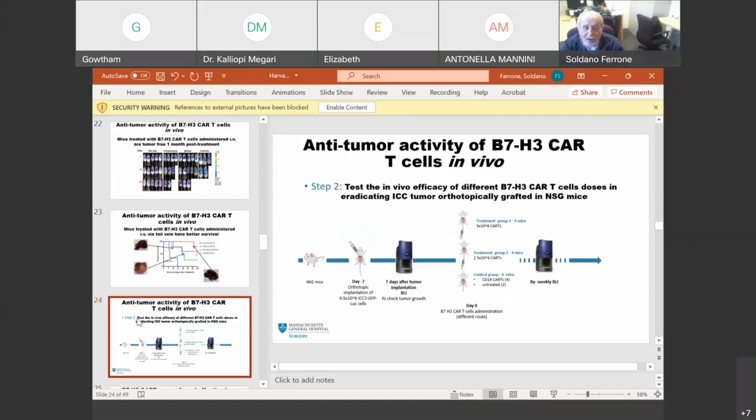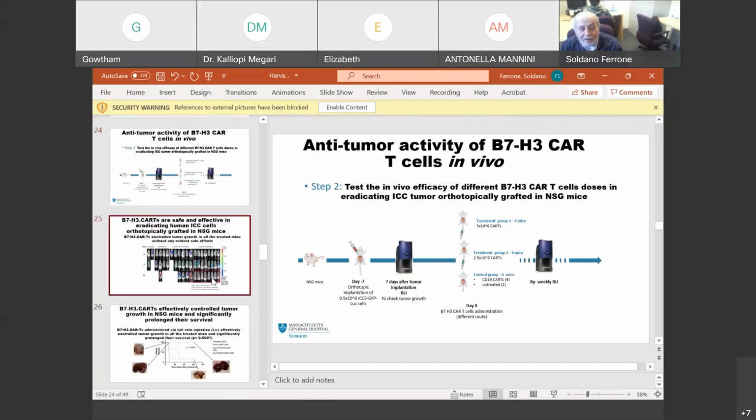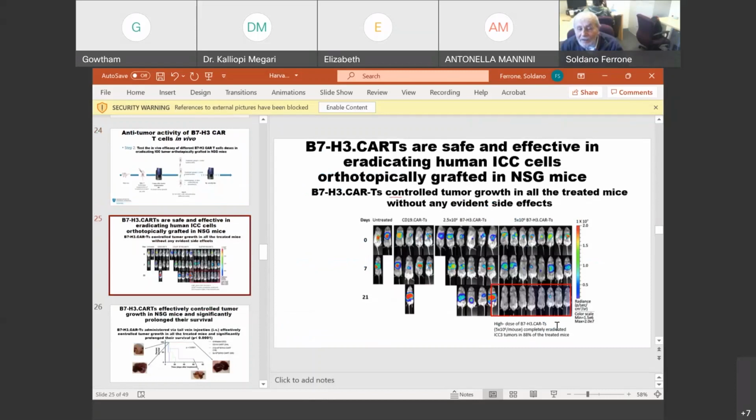Now, then we asked the question related to the dose of CAR T cells, which is more effective in terms of controlling the tumor growth. And in the initial experiment, we compared the dose of 2.5 million CAR T cells per mouse and 5 million CAR T cells. And as shown in the next slide, we found that the dose of 5 million CAR T cells was most effective in eradicating the cholangiocarcinoma.